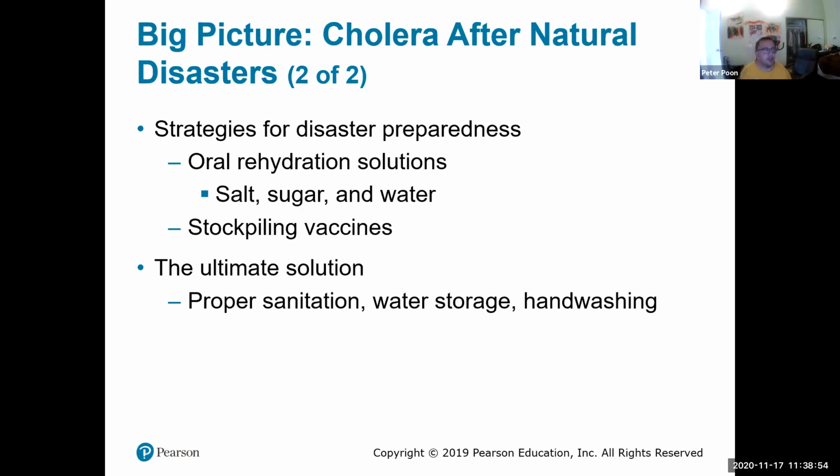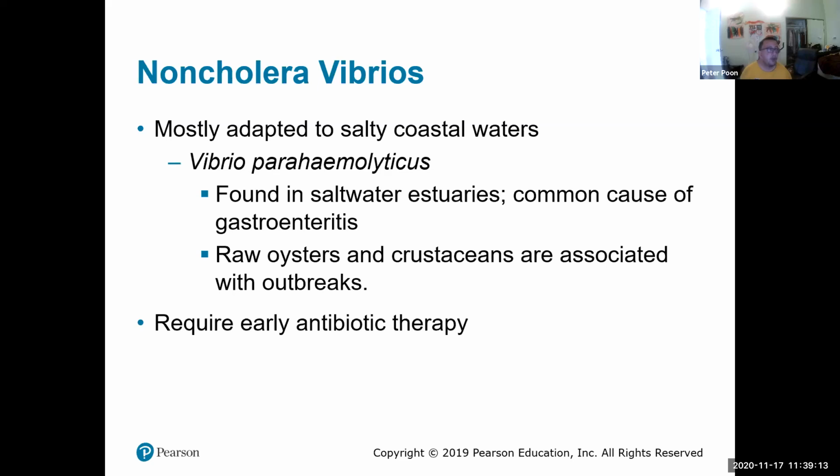Oral rehydration solutions, salt, sugar, water, is basically what Gatorade is made from. Stockpiling vaccines for cholera. The ultimate solution: proper sanitation. Proper sanitation, no more cholera. Okay, we'll skip this one.